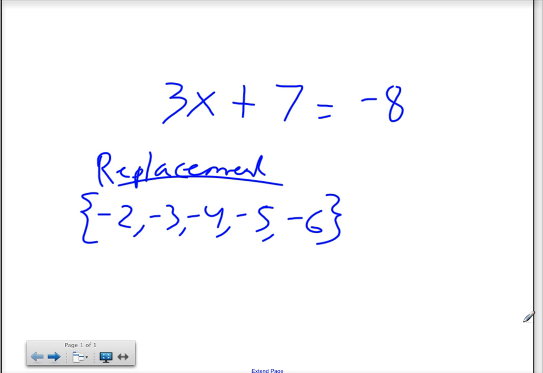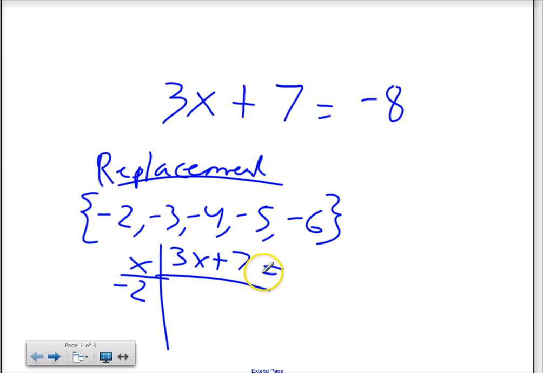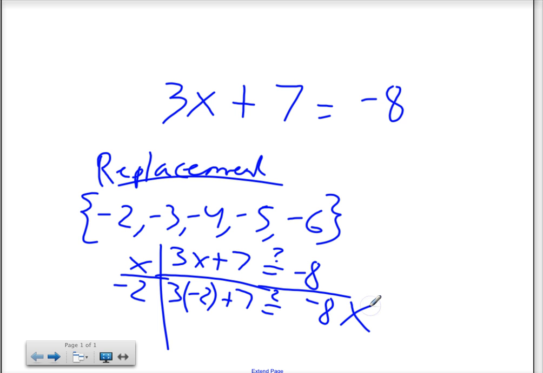So let's test. I want to test x equal to -2, right? I want to plug it in here. Is that true? My question, will that make it equal to -8? So let's test it. 2x will make it 3 times -2, plus 7. Will that give you -8? -6 plus 7 is +1. It won't equal, right? So this is not it.